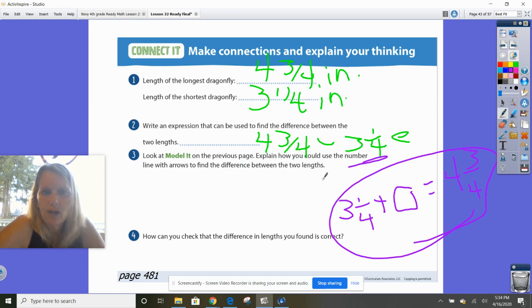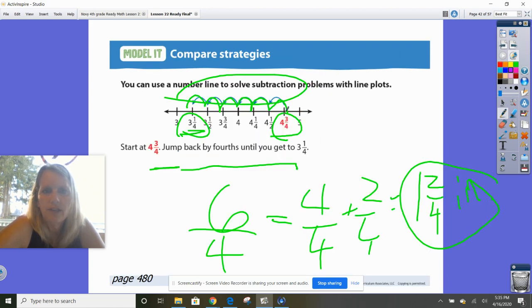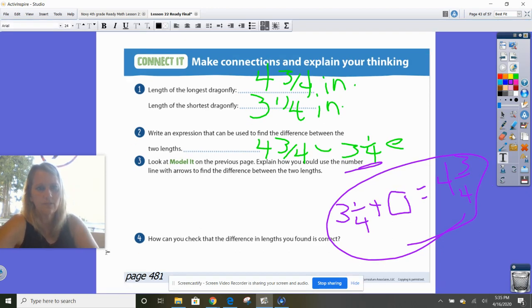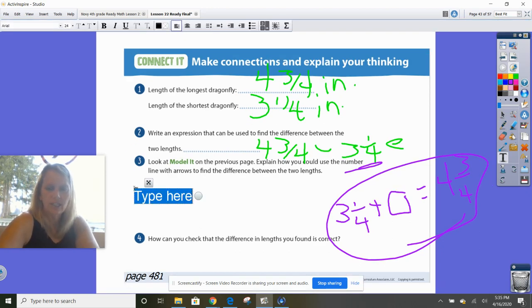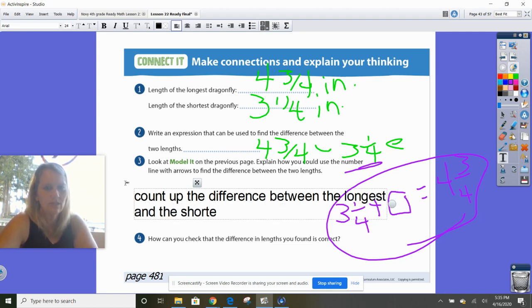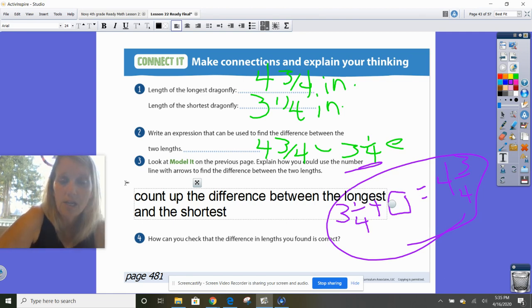Look at the model on the previous page. Explain how you could use a number line with arrows to find the difference between the two lengths. So how did you use the number line with the arrows? You count the fourths between them. You look at the two different parts and then you count up the difference between the longest and the shortest. They did a nice job on their number line because it was all in quarters. So you just counted up the quarters.